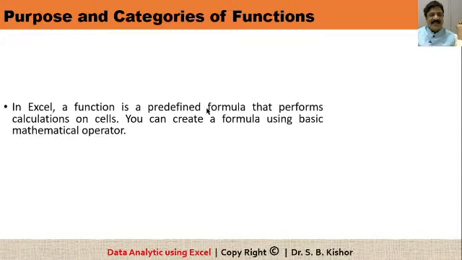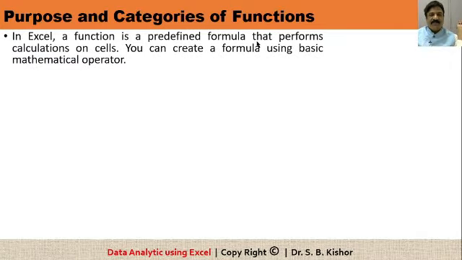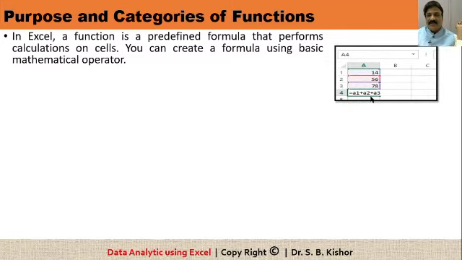So in Excel, basically, what is a function? It is simply a predefined formula that performs calculations on cells. It may be an individual cell or a range of cells, no issue. You can create a formula using the basic mathematical operators, like we have already seen. If you want to find the addition of cells A1, A2, A3, one way is to specify the equal sign, then A1 plus A2 plus A3. That's good if you have very few cells. But what if you have hundreds of cells? Then specifying the formula like this is obviously very difficult.